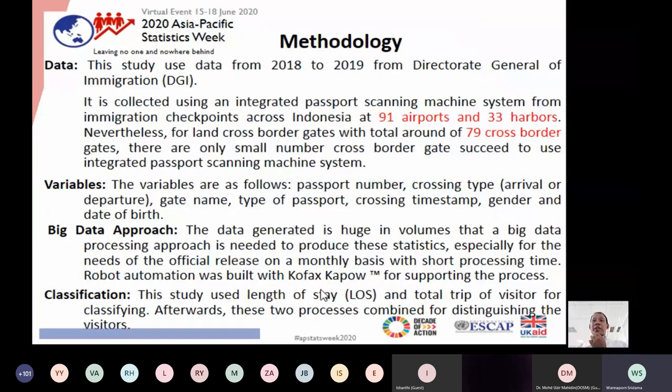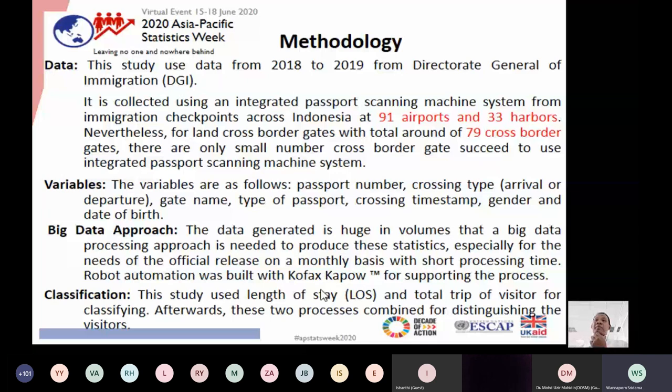In the study, we use data from 2018-2019 from the Directorate General of Immigration, DGI, which has an agreement for exchanging data with BPS, the National Statistics of Indonesia. It is collected using an integrated passport scanning machine from immigration checkpoints across Indonesia. It has 91 airports and 33 harbors, as well as land cross-border gates, with a total of 79 cross-border gates. But only a small number of cross-border gates have succeeded in using the integrated passport scanning machine system.